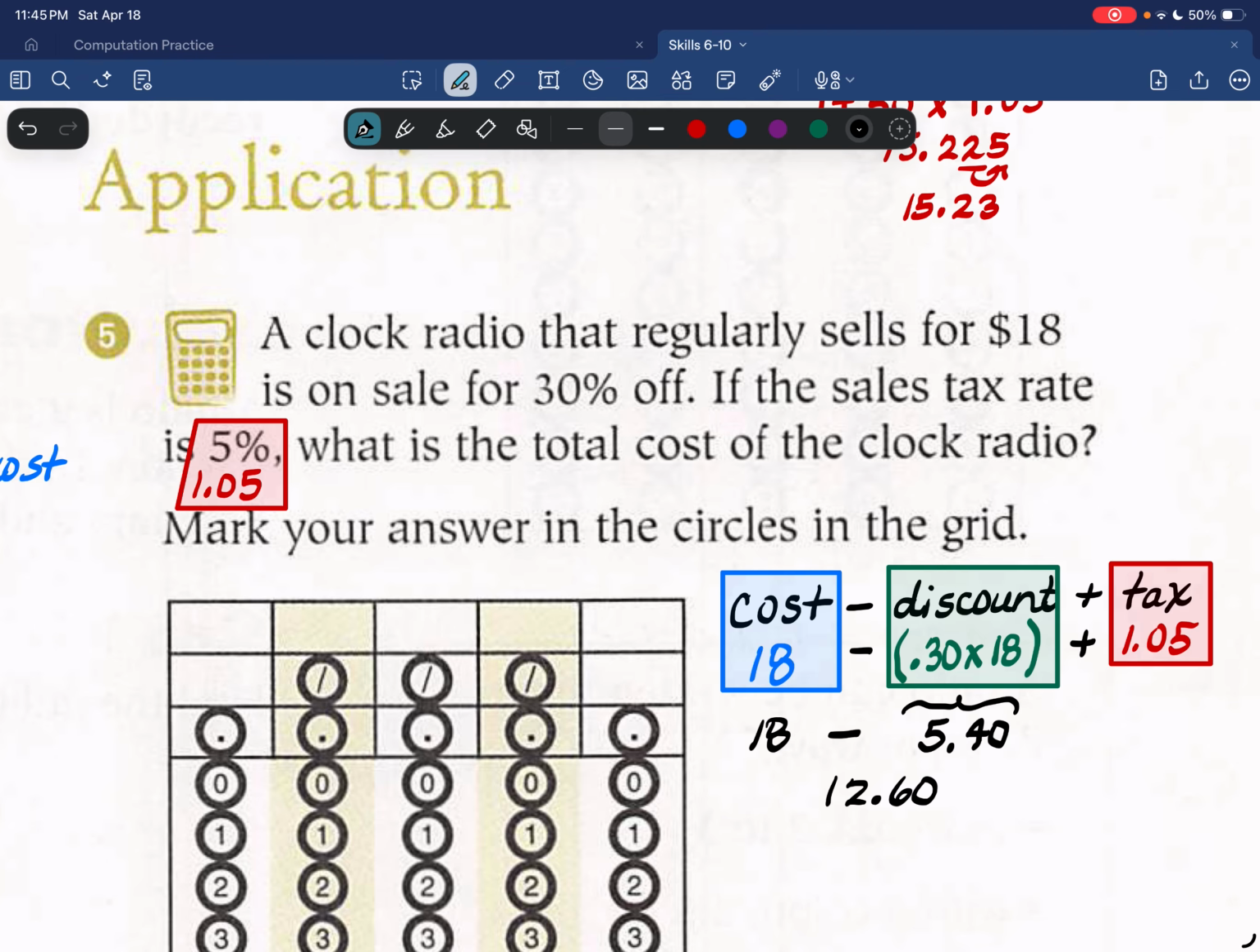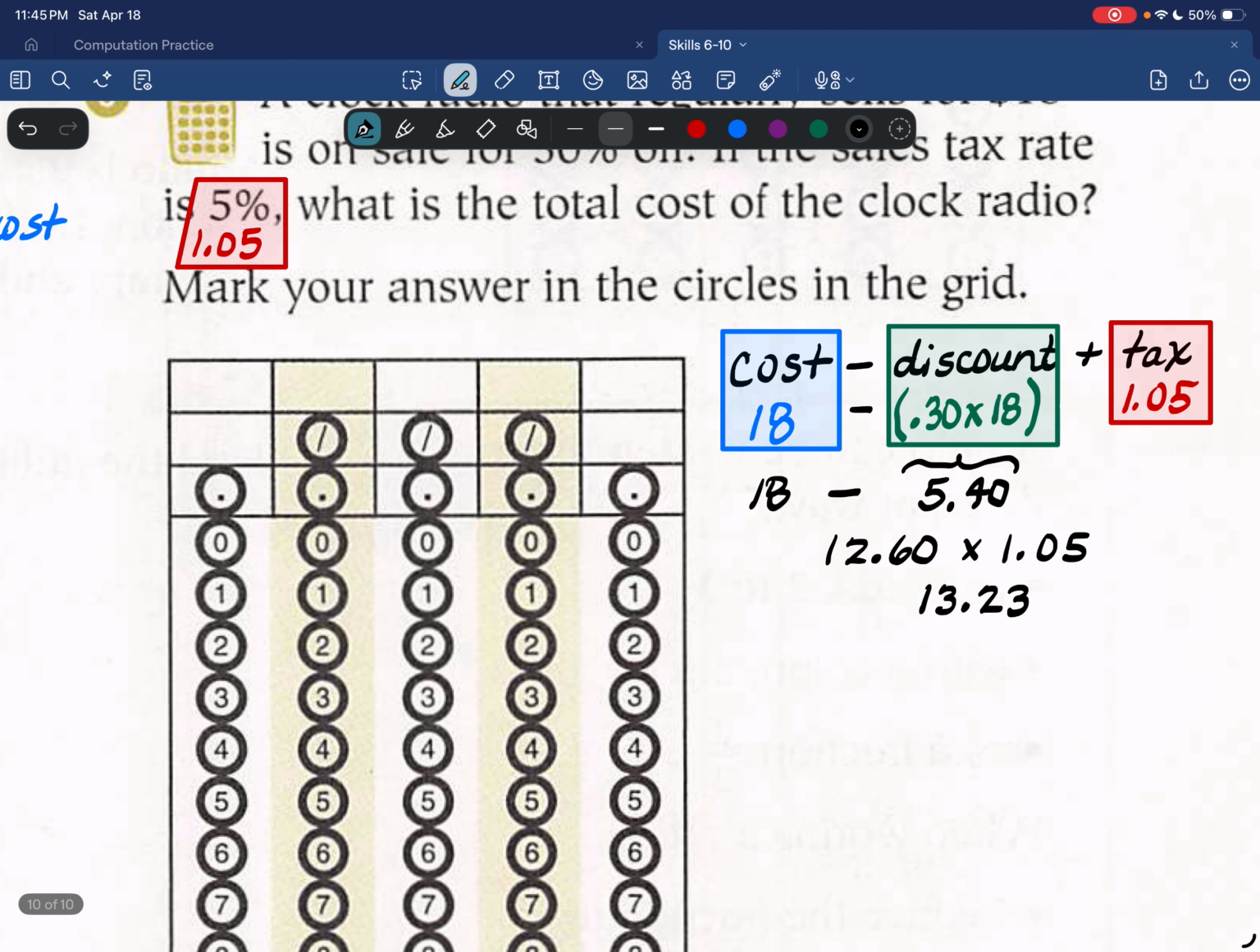So I will take 18 minus 5.40 using my calculator, which is 12.60. That is the discounted sale price. And remember, if I'm using the 1.05 for tax, I actually multiply that by my price. So 12.60 times 1.05 is 13.23. And that's what gets gridded. That is the final cost with the tax added.